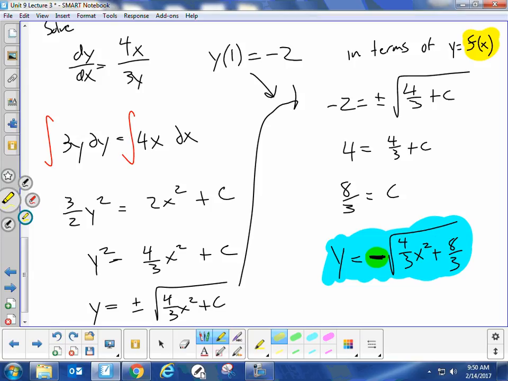Okay? Any questions about that? All right, good. So we know at least what the equation is for some of these differential equations.